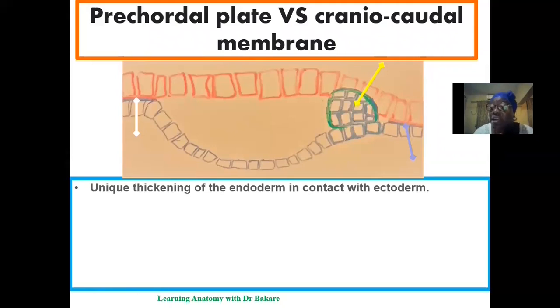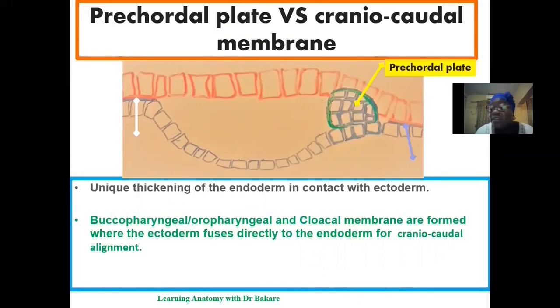This precaudal plate will help to establish the craniocaudal alignment of the developing embryo. When this is formed at this phase, we can now say that this region will be the cranial region, while the other end will be the caudal region. So this is how the precaudal plate has helped to establish the craniocaudal arrangement. And so this is the precaudal plate.